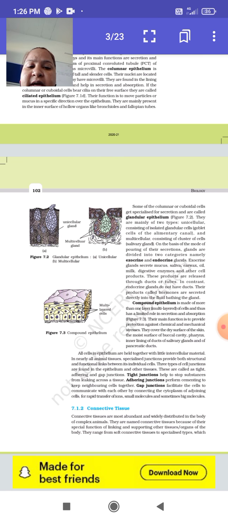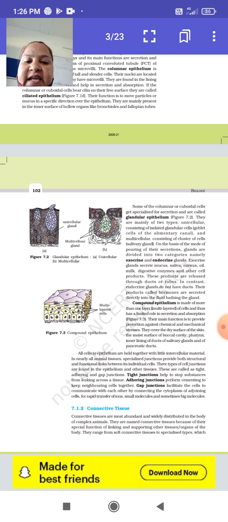Now come compound epithelium. Compound epithelium is made up of more than one layer of cells, that is, it is multi-layered, and its main role is in secretion and absorption. Their function is to provide protection against chemical or mechanical stresses, and they cover the dry surface of the skin. It is mainly found in the moist surface of the buccal cavity, pharynx, and the inner lining of ducts of the salivary gland or pancreatic duct.